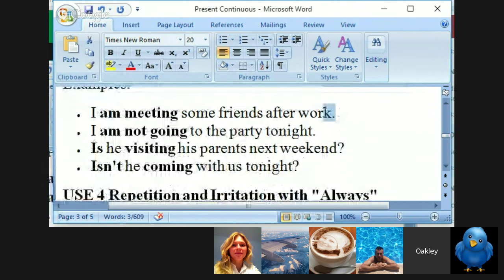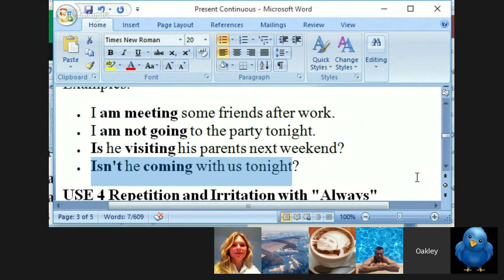For example, I'm meeting with some friends after work. Well, this is your intention or your plan for the very near future, in a few hours. I'm not going to the party tonight. Okay, that's your plan, your intention for later this evening. Is he visiting his parents next weekend? Isn't he coming with us tonight?